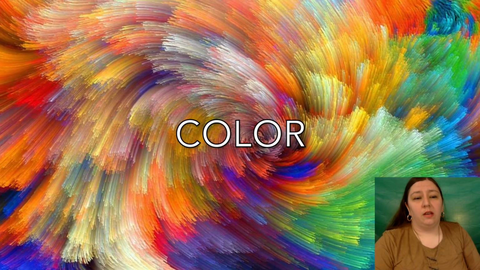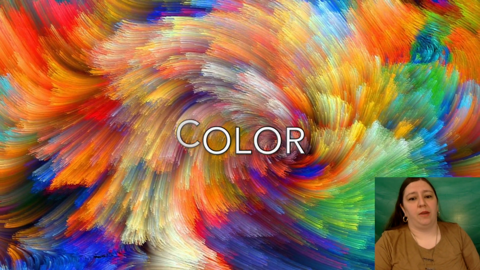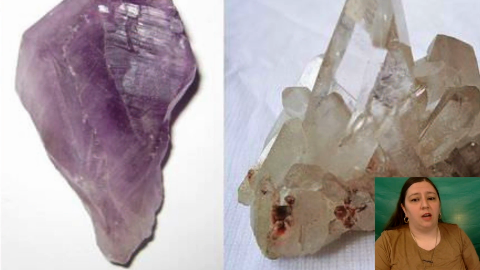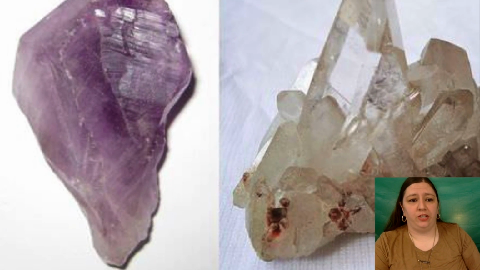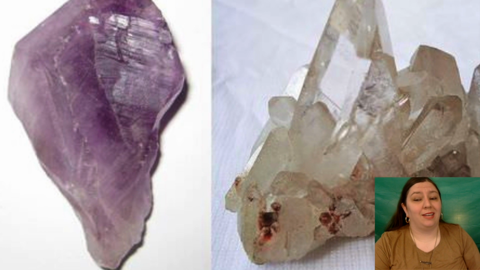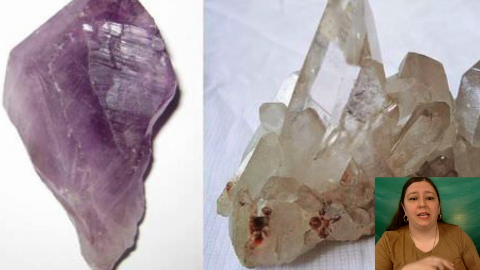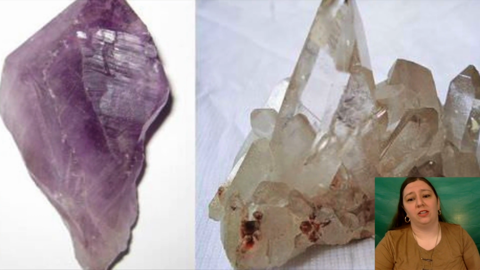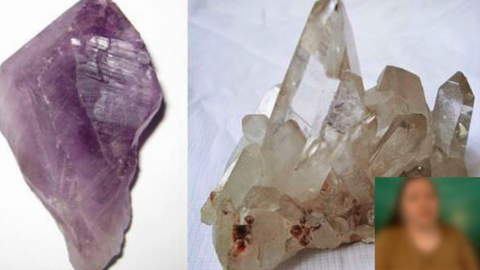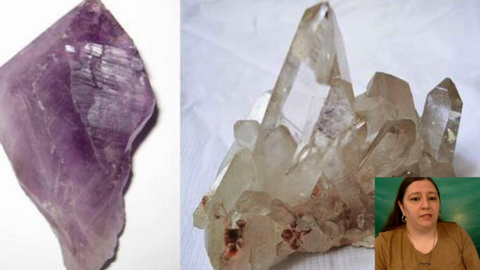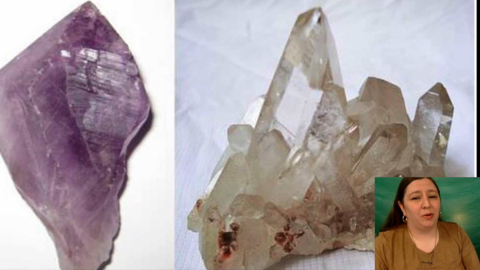Color. Color may be the first feature you notice about a mineral, but color is often not as important for mineral identification. For example, quartz can be colorless, it can be purple, it can be pink, or a variety of other colors depending on the chemical impurities. Purple quartz, known as amethyst, and clear quartz are the same mineral despite being different colors.